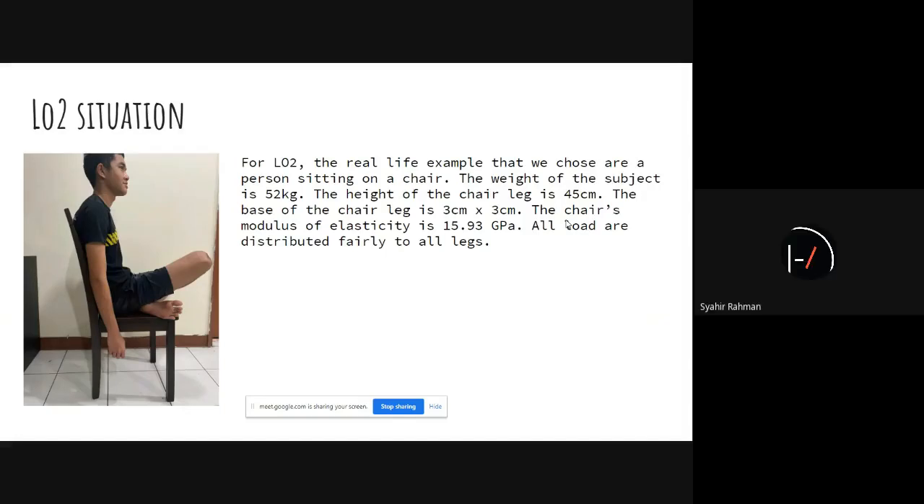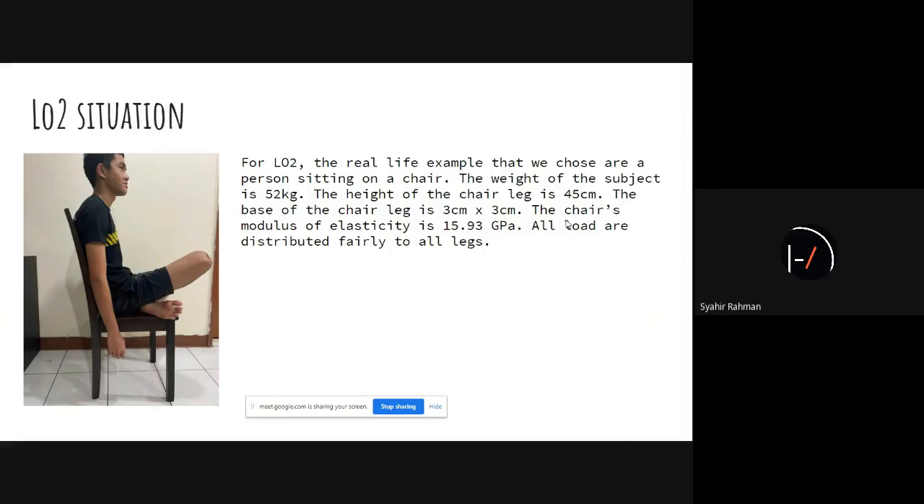Okay, for the LO2, we want to solve problems involving stress in beams. The real life example that we chose is a person sitting on a chair. The weight of the subject is 52 kilograms. The height of the chair is 35 centimeters. The base of the chair leg is 3 times 3 centimeters. The chair is made of marble wood.